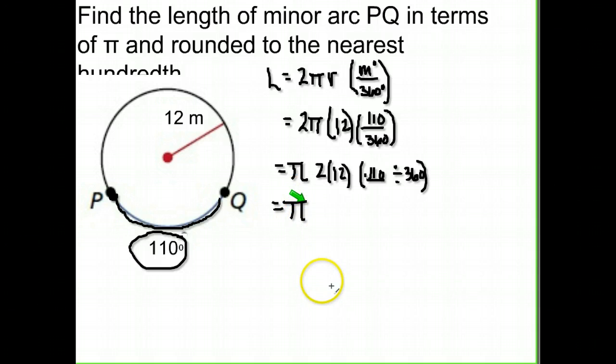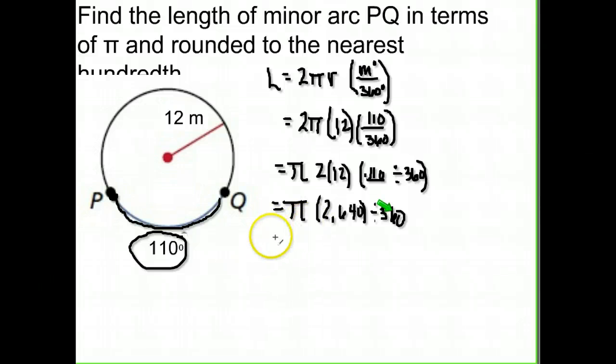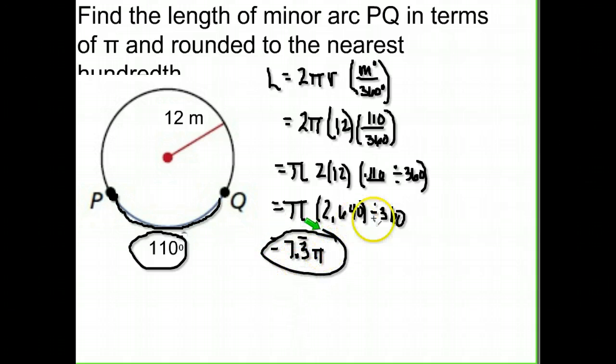We do 2 times 12 times 110 is 2,640, and we can divide that by 360. Okay, now that gives us 7.3. Now pi. Most people would cringe if they see me put 7.3 pi as my answer in terms of pi.